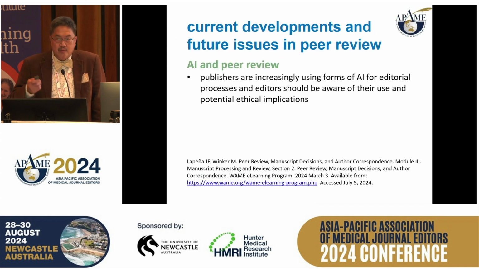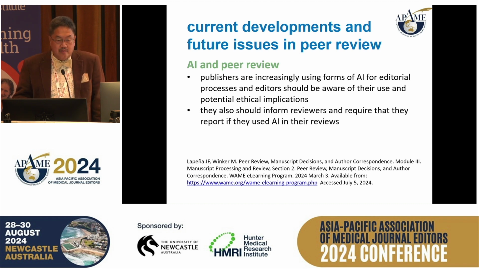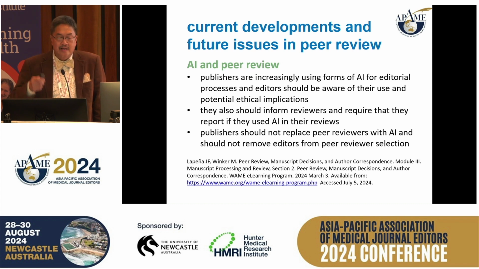Okay, and finally, and we will have a longer panel on this, I believe, tomorrow, AI and peer review. Now, publishers are increasingly using forms of AI for different editorial processes, and editors should be aware of their use and potential ethical implications. They should also inform reviewers and require that they report if they used AI in their reviews. I think this is an important thing. We can't prevent people from using AI, really, but we can actually require them to let us know when they use it. So those are two different things.